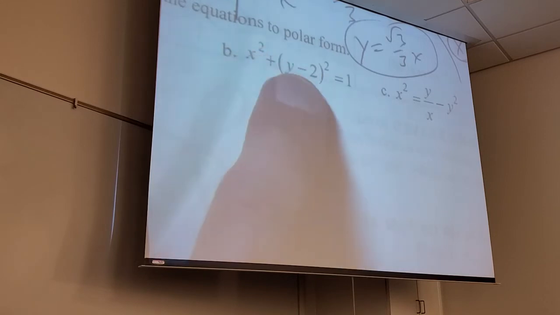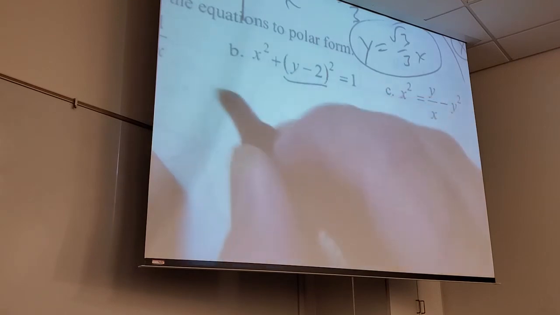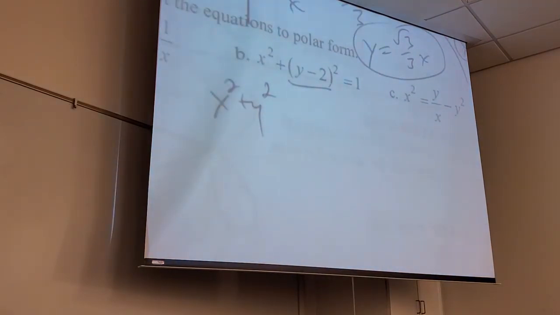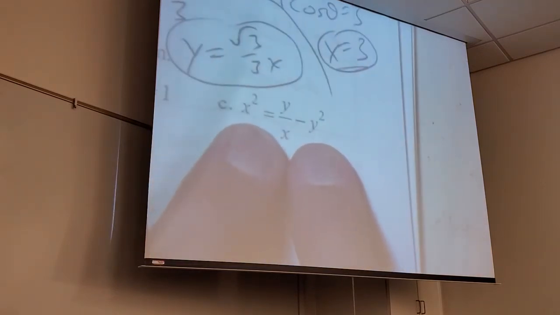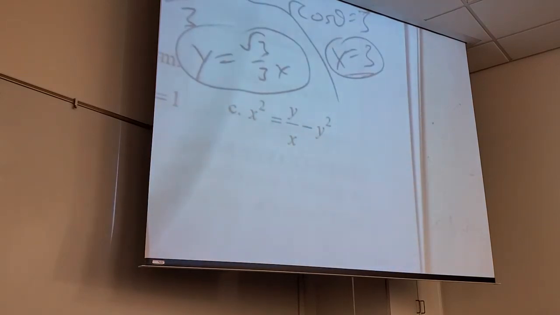I wouldn't replace x and y with r cosine theta, r sine theta, because I could FOIL this out, and I'm gonna get x squared plus y squared and other stuff. And what is x squared plus y squared? R squared. And so what would I do here then? First thing, add y squared. And what's y over x? Tangent theta.